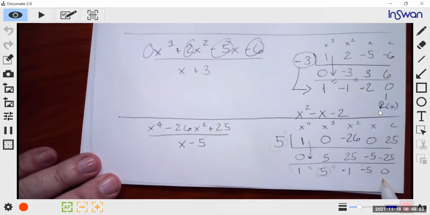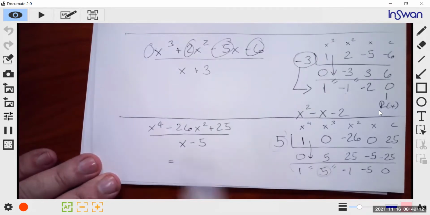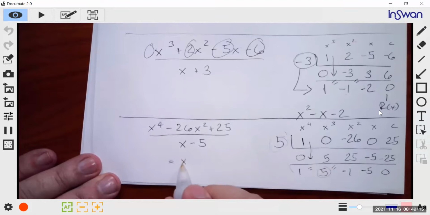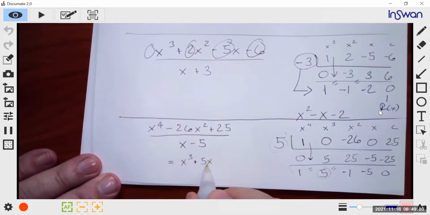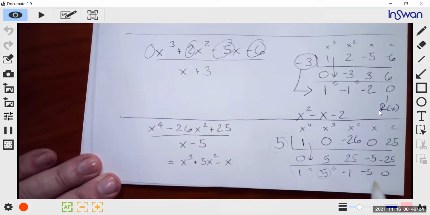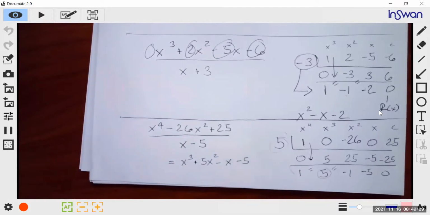Remainder 0. So it's a factor. Then what's remaining with the answer is always one less than what you start off with. So it's x cubed plus 5x squared minus 1x minus 5. A lot faster, isn't it, than long division?